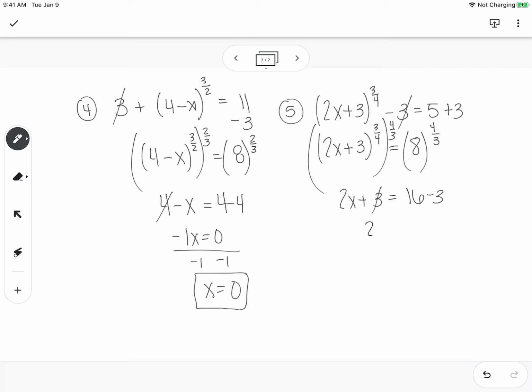Subtract 3, you get 2x equals 13. And then you're going to take half of that and you get 13 halves or 6.5. I was looking at my answer key to make sure that was right. Sometimes I even panic when I get a fractional answer, but don't do that because you can have fractional answers in these as well.